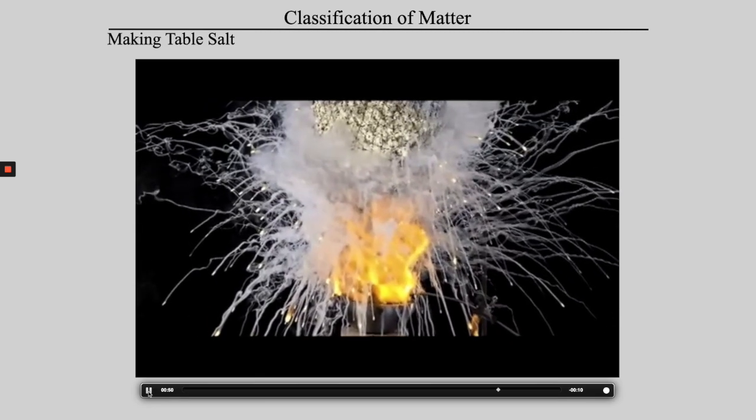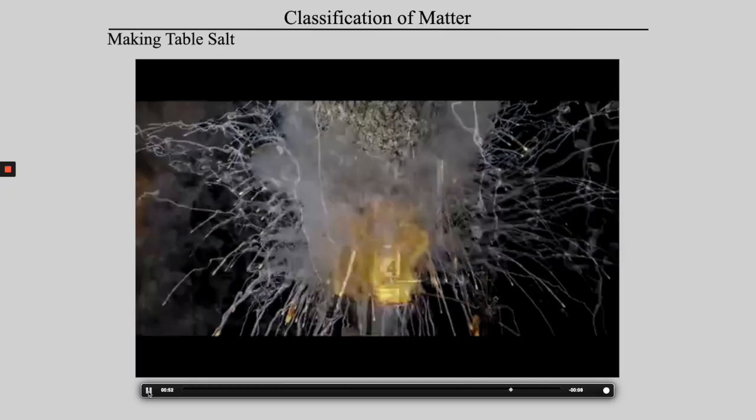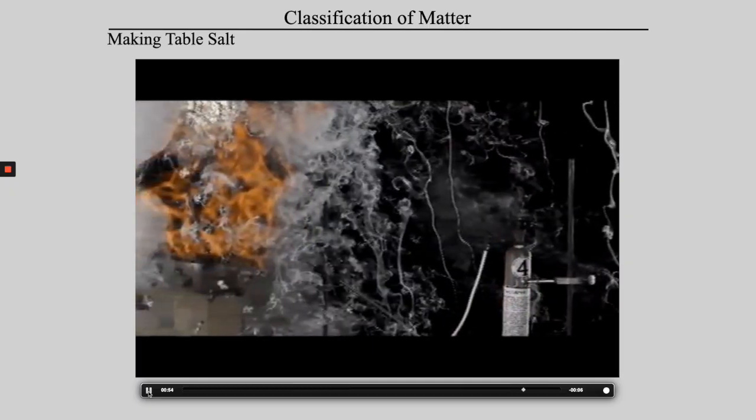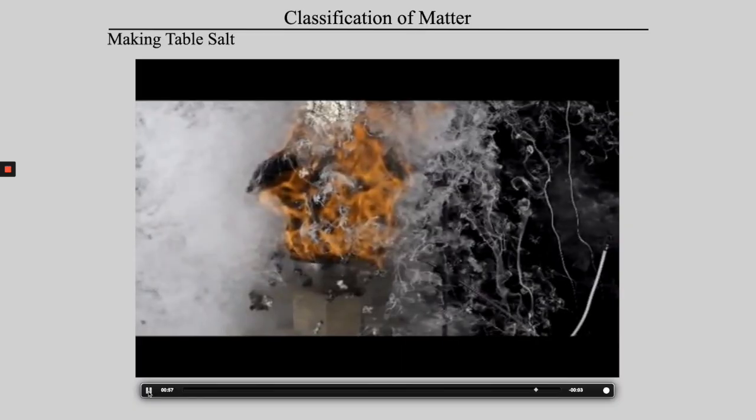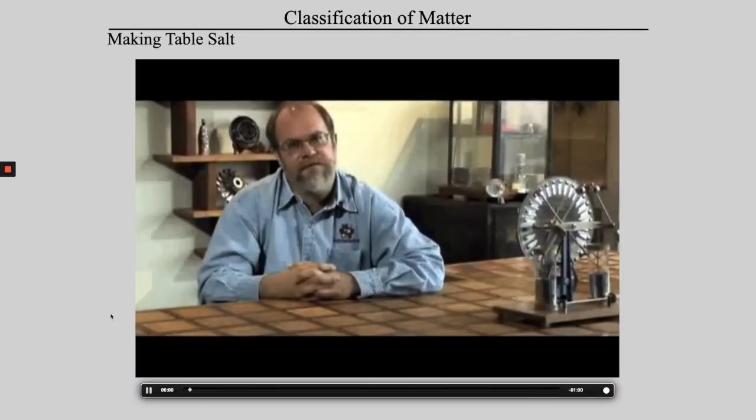You know, it tells you that science doesn't always go the way it's supposed to. It tells you why it's important to wear a face shield and have all the right safety equipment. And it made some really good shots that we could use also. All right, this is one of my favorite experiments.